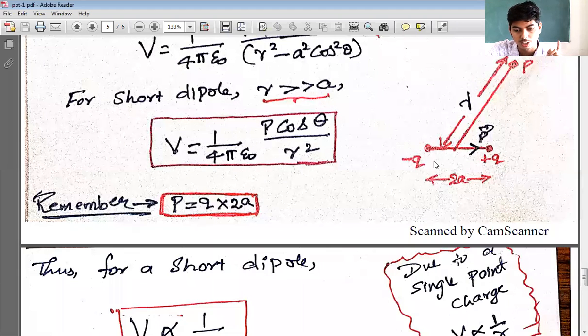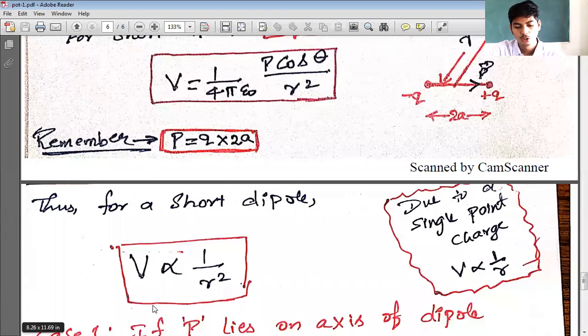Electric dipole moment is calculated as the product of the magnitude of either of the charges and the dipole length. There are two charges on the dipole. Take the magnitude of either one of them; magnitude means you should not consider the sign. Multiply it with the dipole length. Electric dipole moment is the product of the magnitude of either charge on the dipole and the dipole length. 2a is called the dipole length. This is the electric dipole moment.